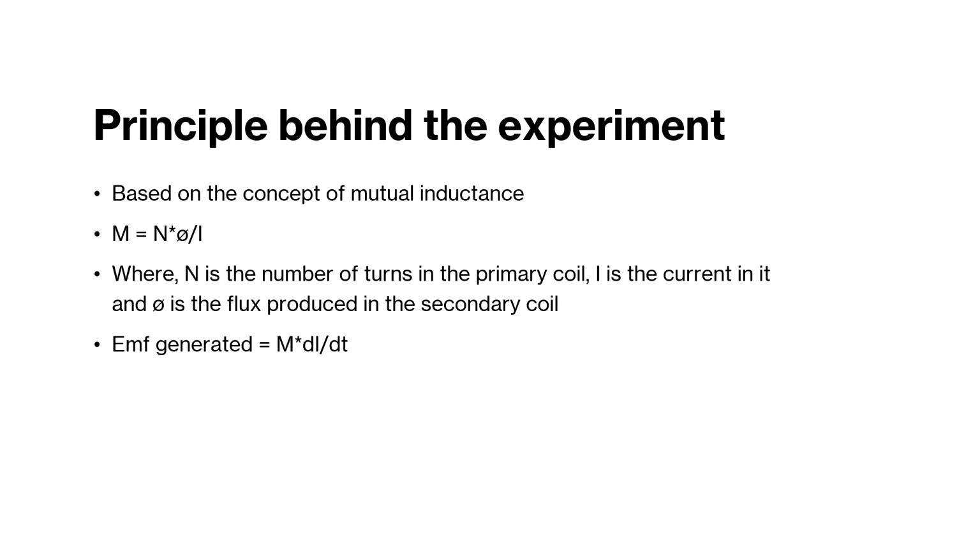When we pass an AC current through the primary coil, it produces mutual inductance in the secondary coil, which will be given by the formula in the second line. M equal to N phi by I, where M is mutual inductance, N is the number of turns in the primary coil, I is the current in the primary coil, and phi is the flux produced in the secondary coil. And the EMF generated in the secondary coil due to this mutual inductance is M di by dt. Also, there will be an opposing flux due to Lenz's law in the secondary coils.